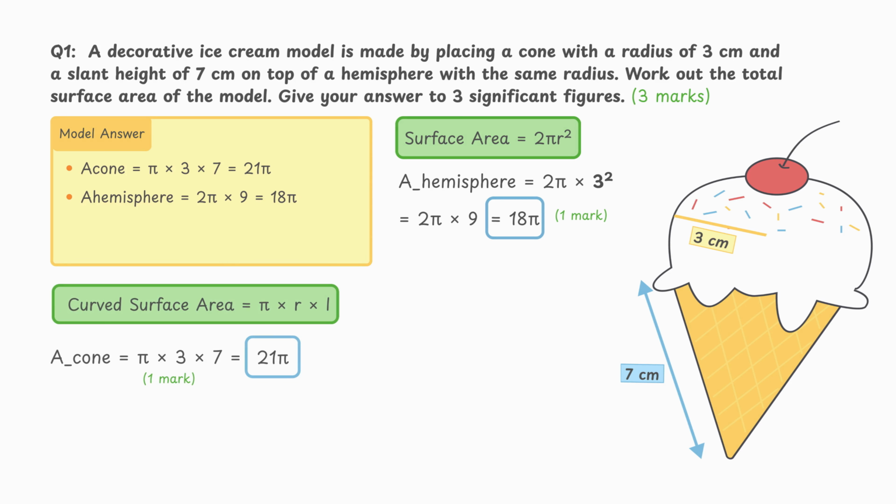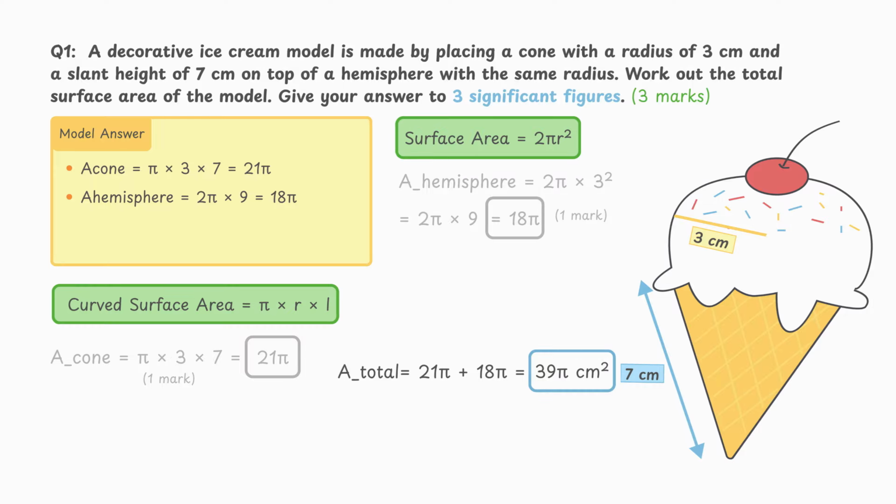Now we have the 2 outside areas. The curved surface area of the cone is 21 pi. The curved surface area of the hemisphere is 18 pi. To find the total surface area, we add them together. A total equals 21 pi plus 18 pi. 21 pi plus 18 pi equals 39 pi. So the exact total surface area is 39 pi centimeters squared.